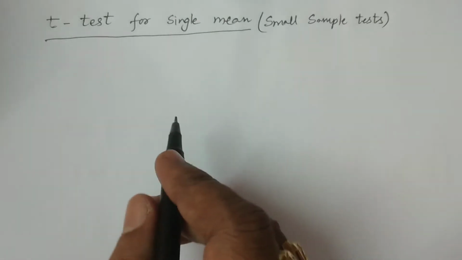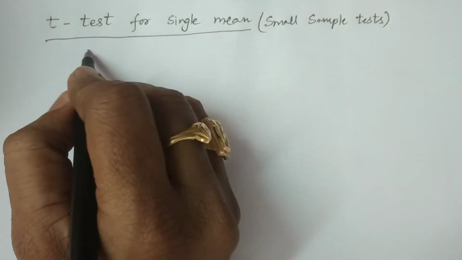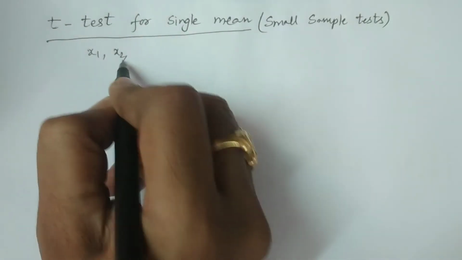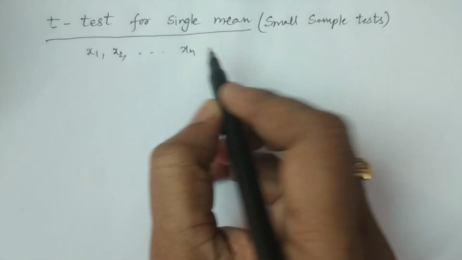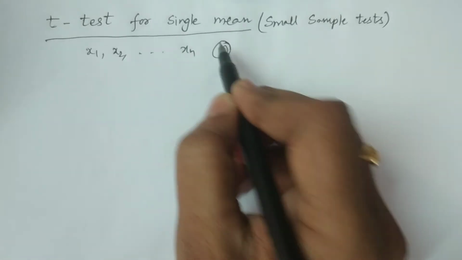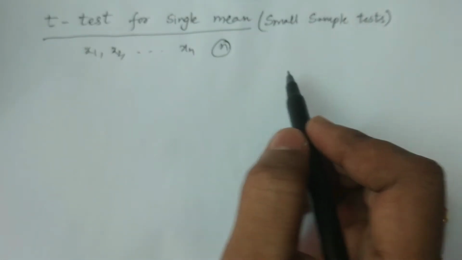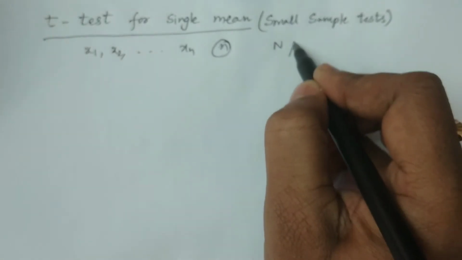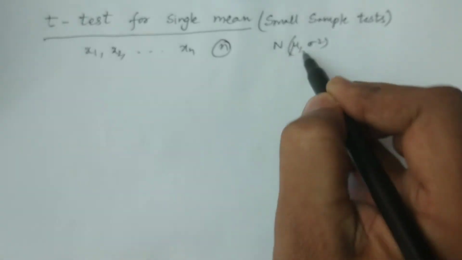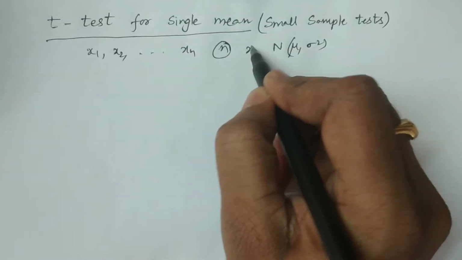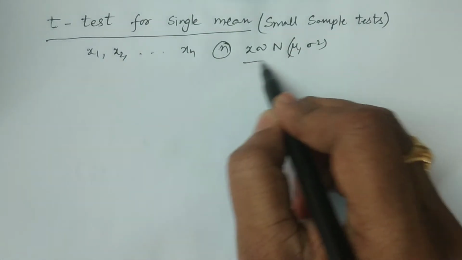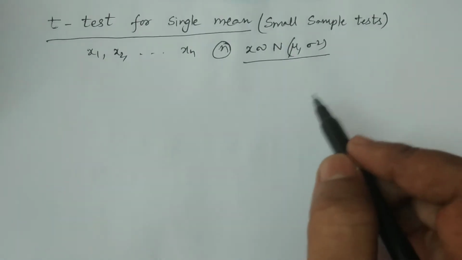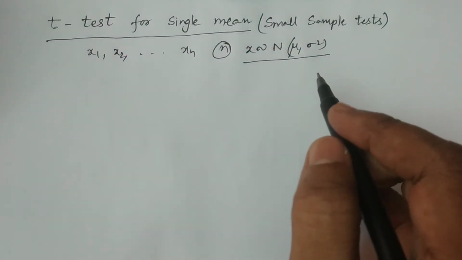So for example, you consider x1, x2 and so on xn, a random sample of size n drawn from a normal population with mean mu and variance sigma square. That is, x follows a normal distribution with mean mu and variance sigma square. That is as usual we have considered.